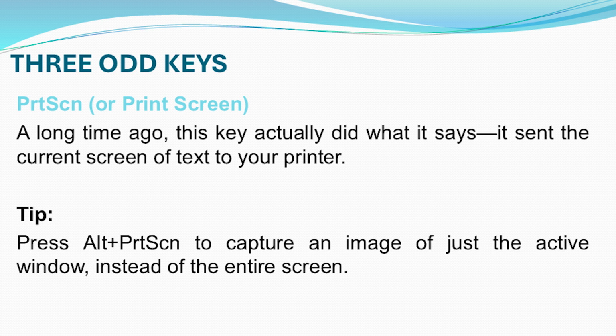So far, we've discussed almost every key you're likely to use. But for the truly inquisitive, let's explore the 3 most mysterious keys on the keyboard: PRTSCN, scroll lock, and pause/break. 1. PRTSCN, or print screen. A long time ago, this key actually did what it says: it sent the current screen of text to your printer. Nowadays, pressing PRTSCN captures an image of your entire screen, a screenshot, and copies it to the clipboard in your computer's memory. From there you can paste it, Ctrl+V, into Microsoft Paint or another program and, if you want, print it from that program.